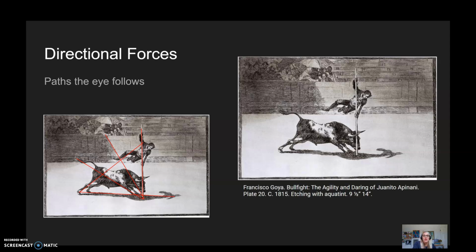The directional forces used in a drawing or painting or a work of art are important because these are ways that the artist can control the paths that our eye will follow.